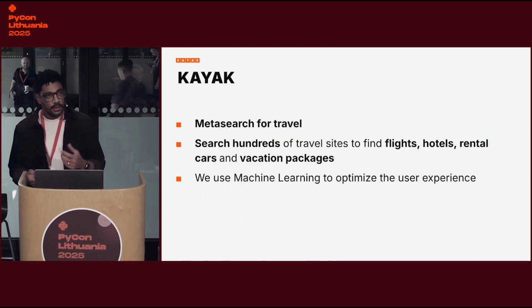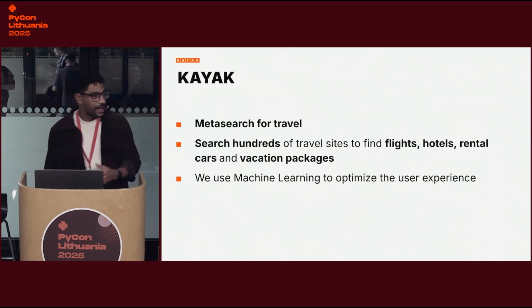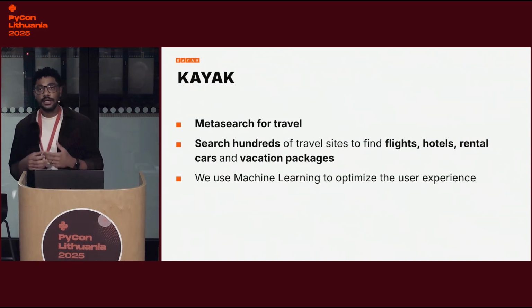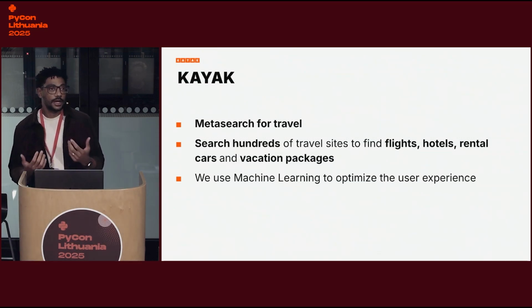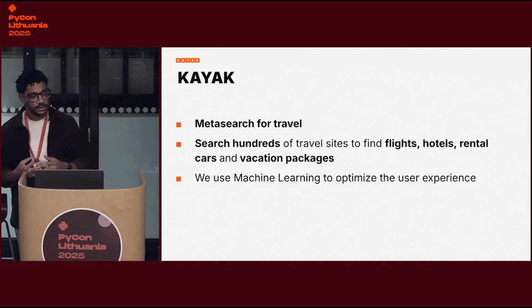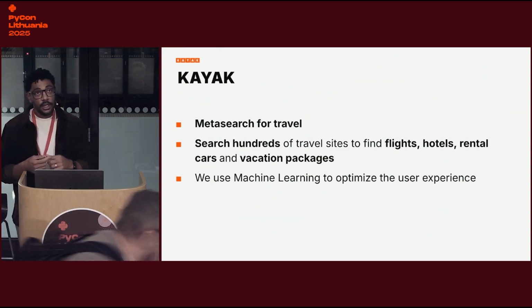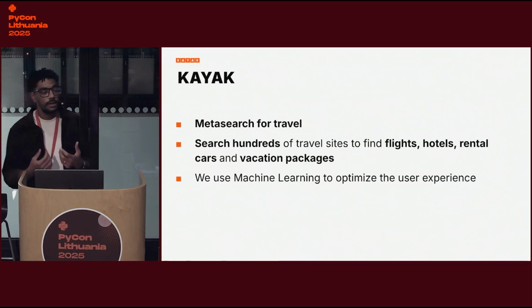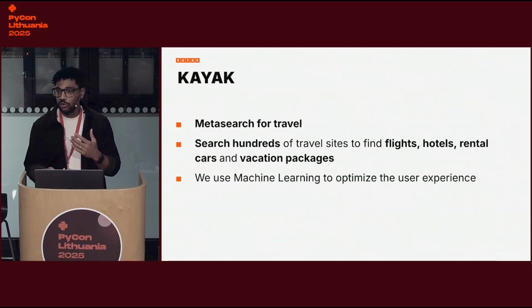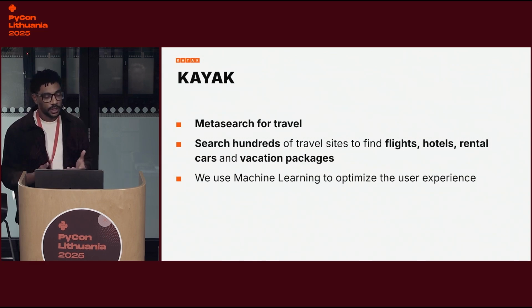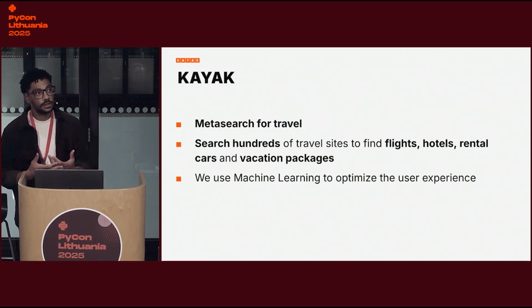To start with, let me introduce you to Kayak. At Kayak, we are a meta search for travel. So it means that we search hundreds of websites and travel sites to find flights, hotels, cars, and vacation packages. And as you can imagine, we do this at scale. We process millions and millions of searches, and we need to do it fast. To improve the results we get from the travel partners, we use machine learning services to optimize the user experience.